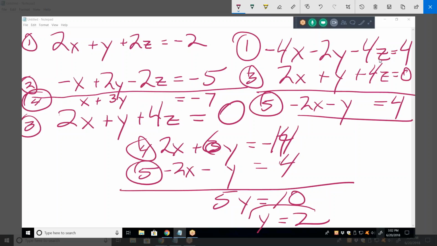So now that I solve for one variable, I got to go back and solve for the second variable from one of these equations that only has x and y in it. In other words, I can't solve for anything if I go back to equation 1. That's got 3 variables in it. So far, I've only solved for y.